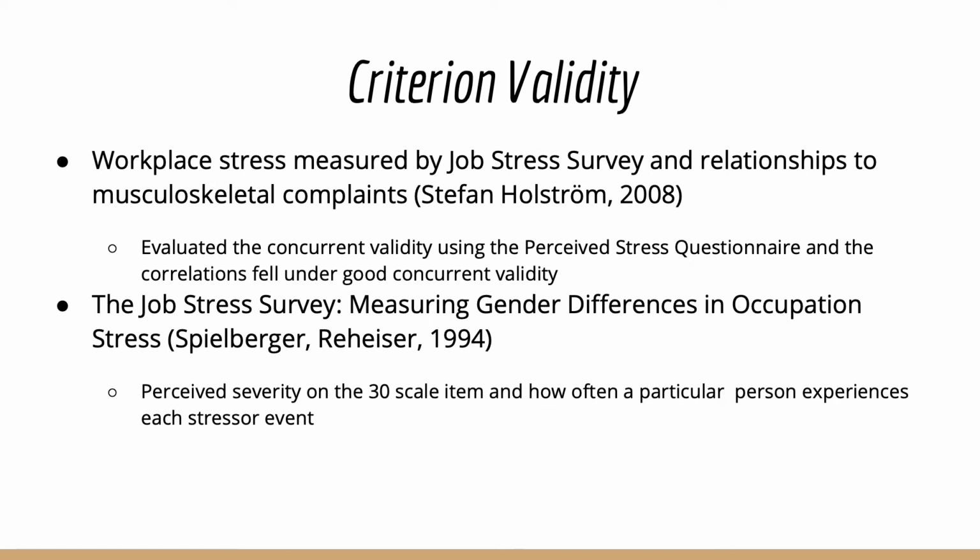Criterion validity is the inference of the performance on a criterion and also has 2 branches under it. It's concurrent and predictive validity. Concurrent validity is the degree to which a test score is related to some criterion measure obtained at the same time, and predictive validity is the degree to which a test score predicts some criterion.